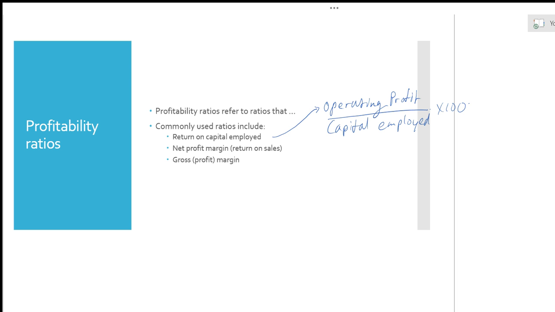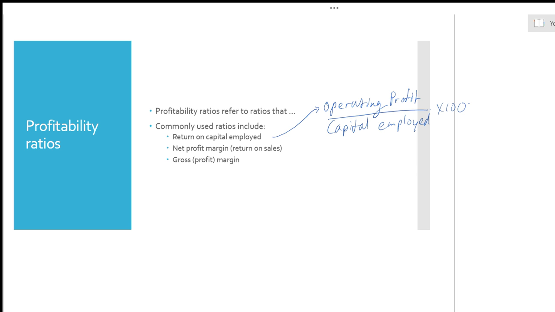Now the usefulness of calculating the return on capital employed is that it shows the return on whatever capital the business has utilized to generate the profits of the business. So this capital that may be obtained by the business includes equity as well as debt capital. But obviously a higher return on capital employed means that the business is able to generate greater returns for its equity and debt stakeholders.